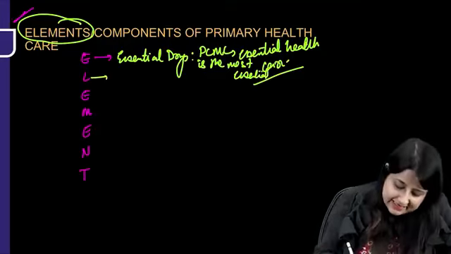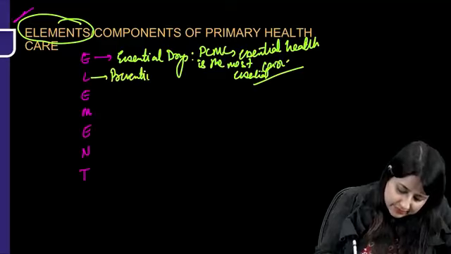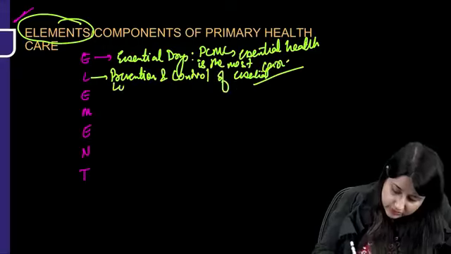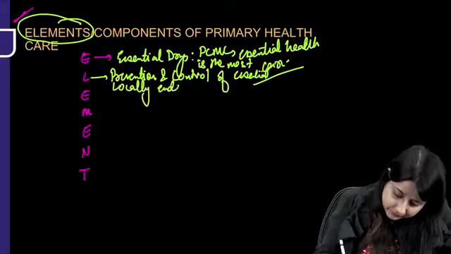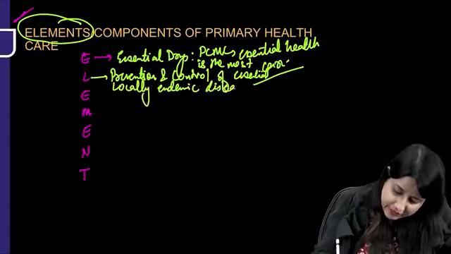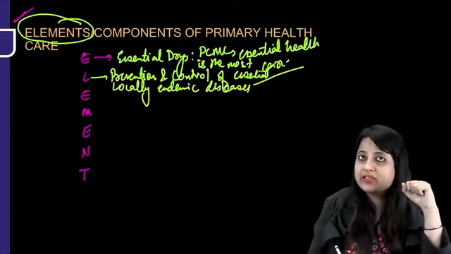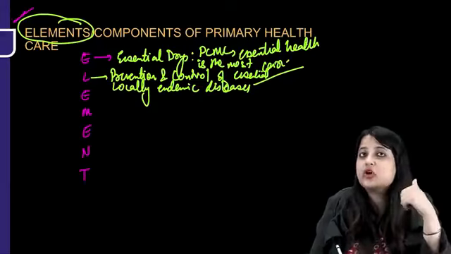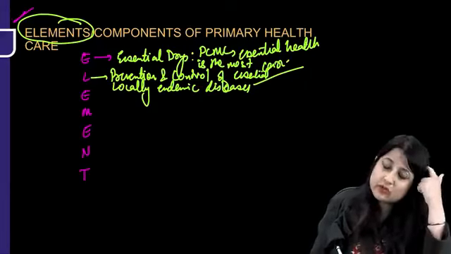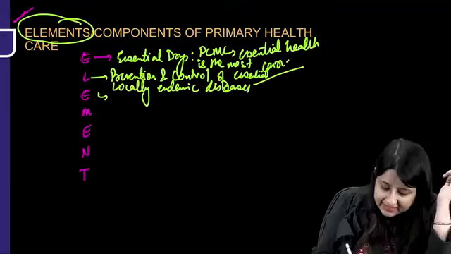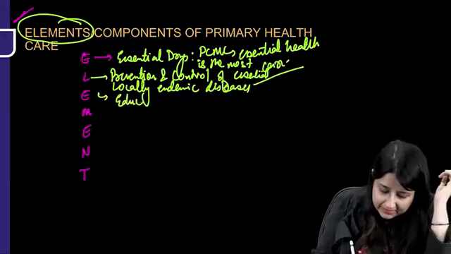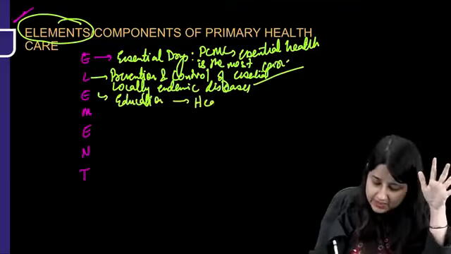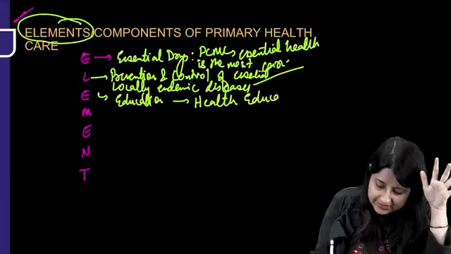Then what is L? L is prevention and control of locally endemic diseases. Now, let's say Japanese encephalitis is endemic somewhere. So we should be able to prevent and control that. How? By ensuring that vaccination for Japanese encephalitis is always available. What is E again? E over here means education. Not primary, secondary class education. No, this is health education. All right, this is important.